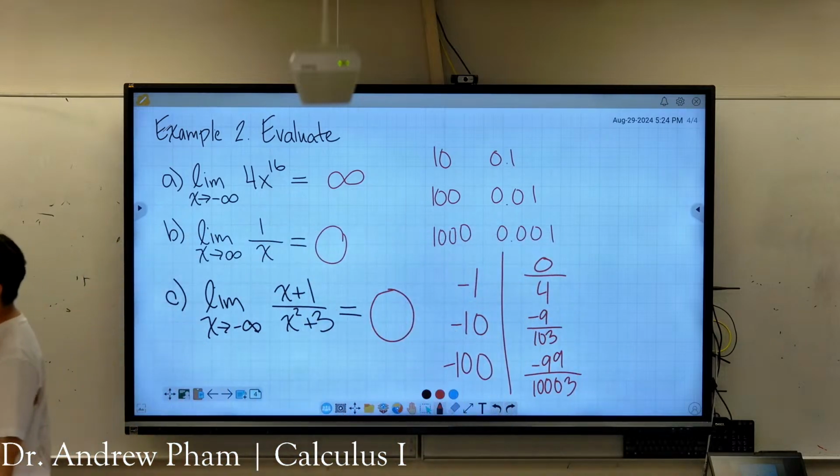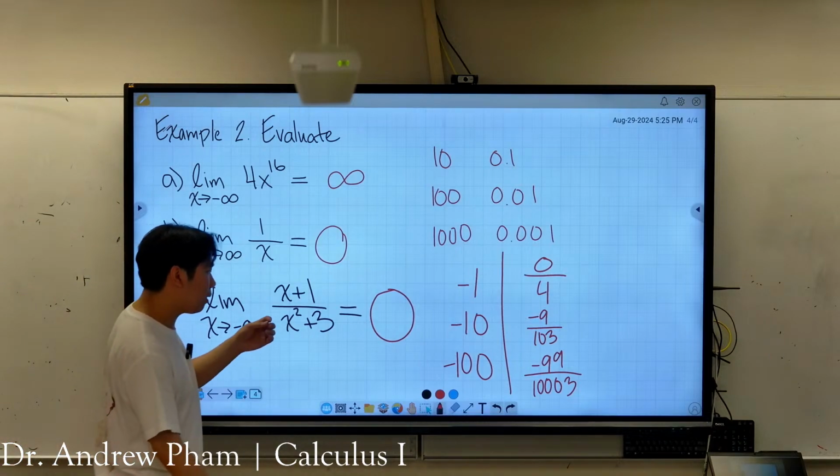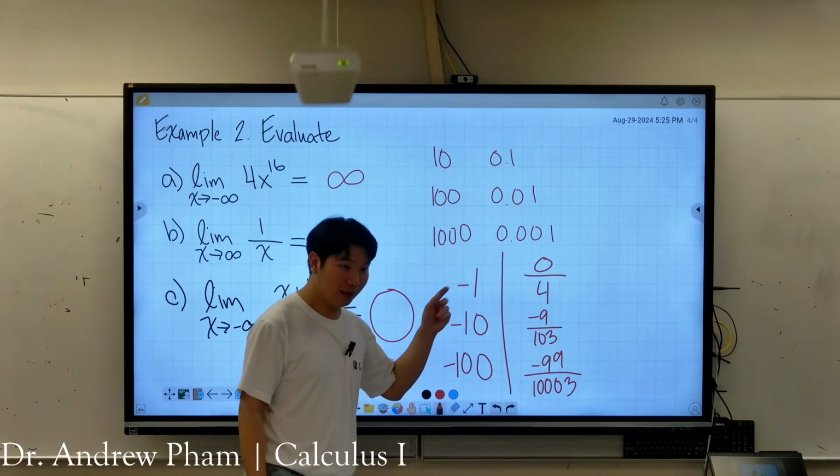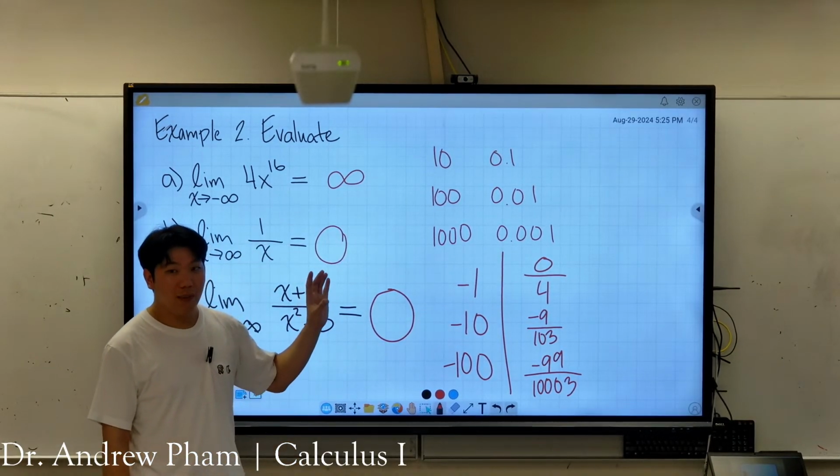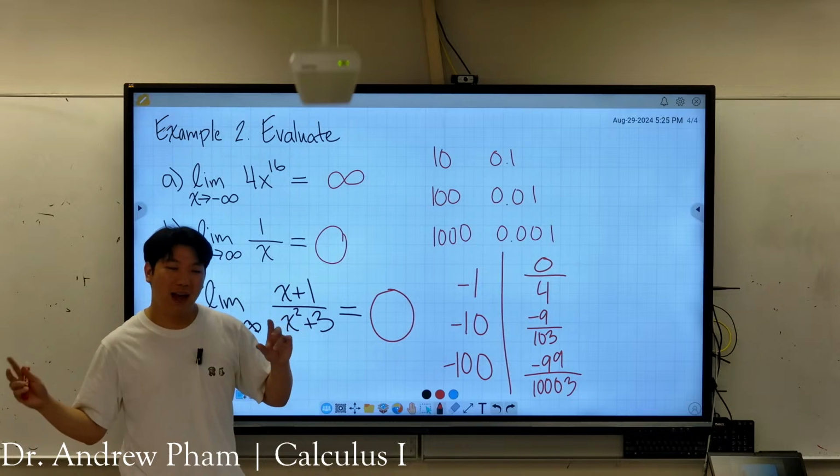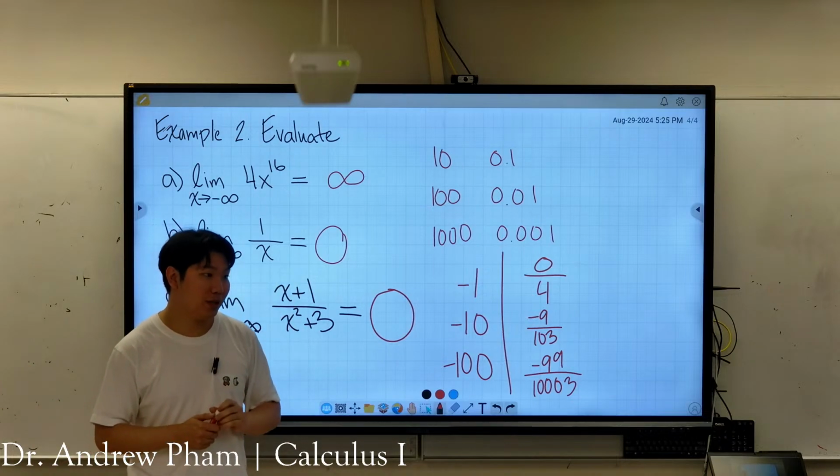So if I compare this, how fast is the top growing? It's growing pretty slowly, right? 0, negative 9, negative 99. You can imagine the next one will be negative 999. But what about the bottom? The bottom is growing much faster between these two. The bottom's going 4, 103, 10,003. Next one's probably 100,003 or something like that. In other words, I'm doing this to show that the bottom is going to outpace the top portion.